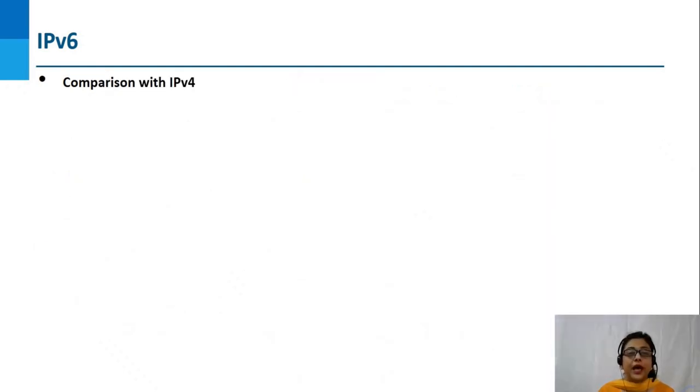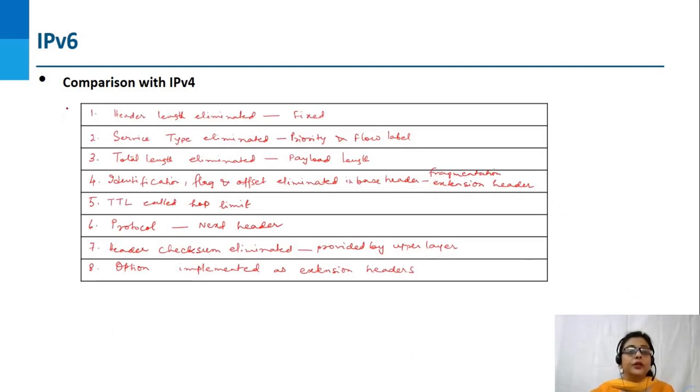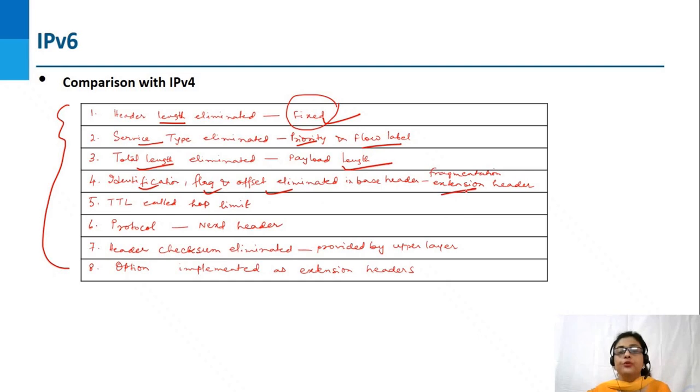Let us compare IPv6 with IPv4. These are some of the differences that I have jotted down for IPv4 and IPv6. Initially, the header length that we had in IPv4 is eliminated in IPv6 because we have a fixed header. Service type in IPv4 is eliminated in IPv6 and we have introduced a priority field and a flow label field. The total length in IPv4 is eliminated in IPv6 and we have given a payload length field. Identification, flag and offset that we had in IPv4 are eliminated in IPv6, and we have introduced the extension header, which basically handles the fragmentation in IPv4.